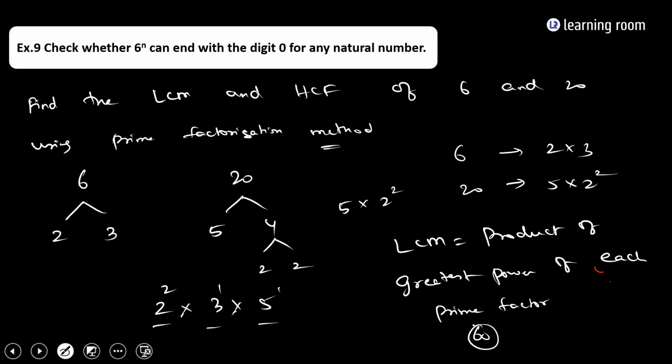Similarly, what is going to be the highest common factor? It is the product of the smallest power of each prime common factor, of all the common factors. So what is common among both? 2. And the smallest power is 1. So 2 power 1 is going to be the highest common factor.